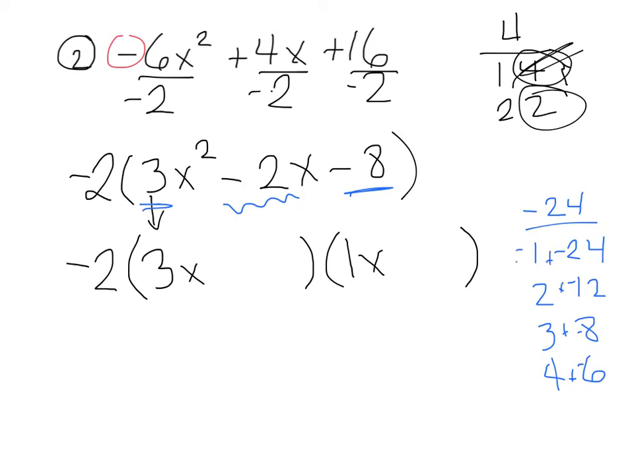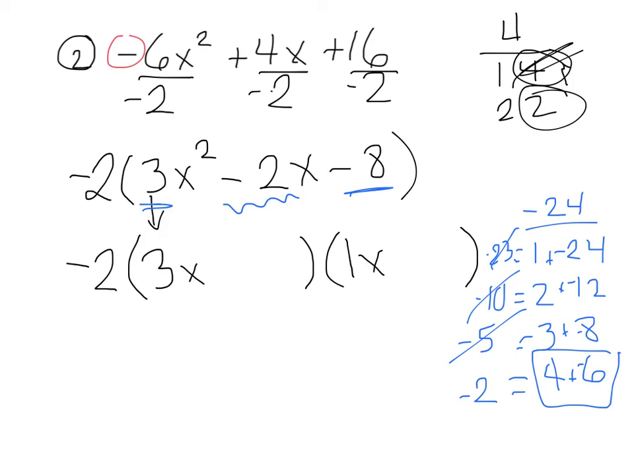So 1 plus a negative 24 is going to be negative 23. That's not negative 2, so I'm going to cross that one out. That's not what I want. Now I'm going to go to 2 plus negative 12, which is going to be negative 10. It's a little bit closer, but not quite negative 2. Now I'm going to go to my next one. Negative 8 plus 3 is going to be negative 5. Still not negative 2. And my last one, 4 plus negative 6, is negative 2. So I found my two factors.